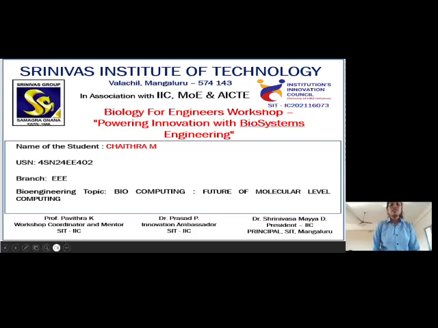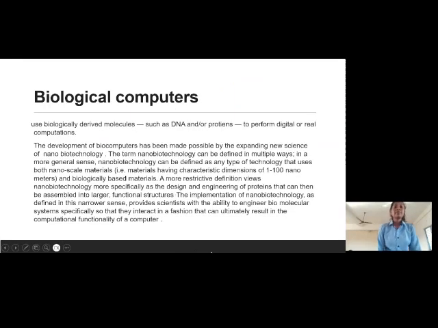So next, introduction. Biocomputers use biologically derived molecules such as DNA and/or proteins to perform digital or real computations. The development of biocomputers has been made possible by the expanding new science of nanobiotechnology. The term nanobiotechnology can be defined in multiple ways. In a more general sense, nanobiotechnology can be defined as any type of technology that uses both nanoscale materials, for example, having characteristic dimensions of 1 to 100 nanometers, and biological basic materials.